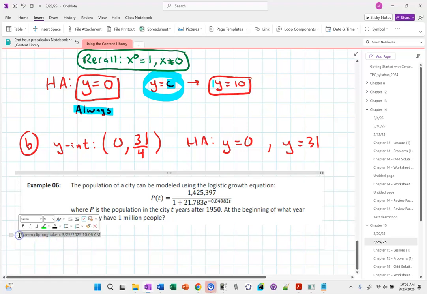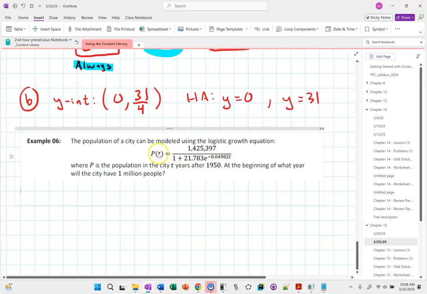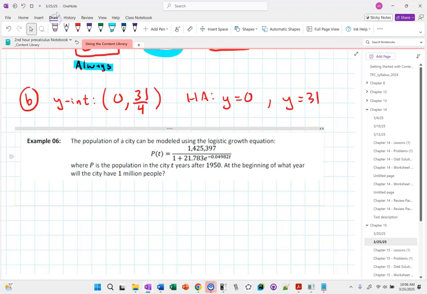All right, this says the population of a city can be modeled using the logistic growth function, P of t equals yada, yada, yada, where P is the population in the city t years after 1950. Notice here they use that same trick that we did on the previous problem when we wrote our model. Rather than having to go 1990 and have huge numbers for x in there, we just simplified. At the beginning of what year will the city have 1 million people?